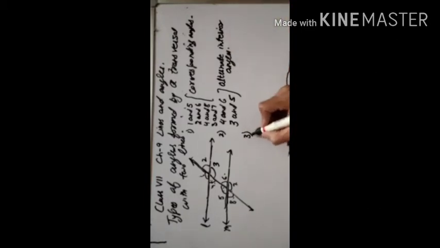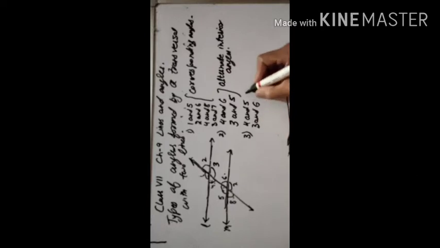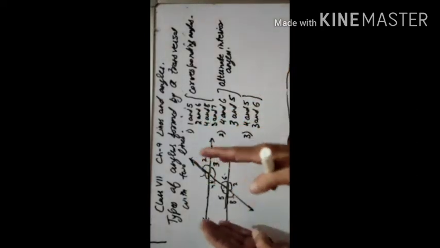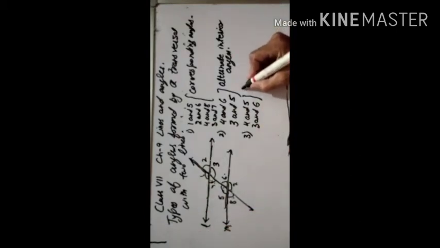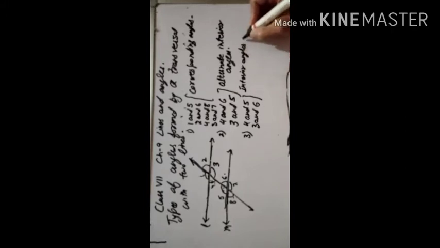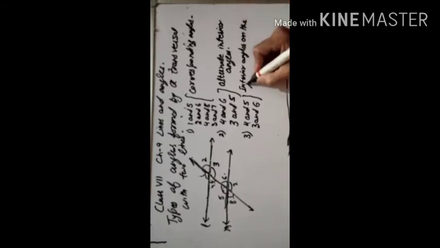Now the third pair is 4 and 5, and 3 and 6. They are inside the parallel lines and on the same side of the transversal. These are called interior angles on the same side of the transversal. The short name is co-interior angles.